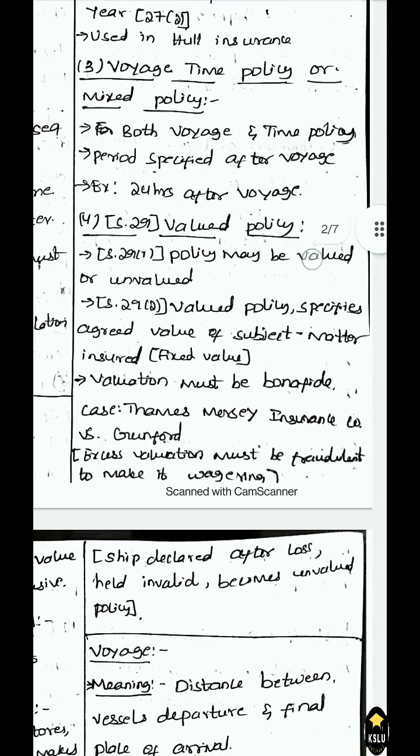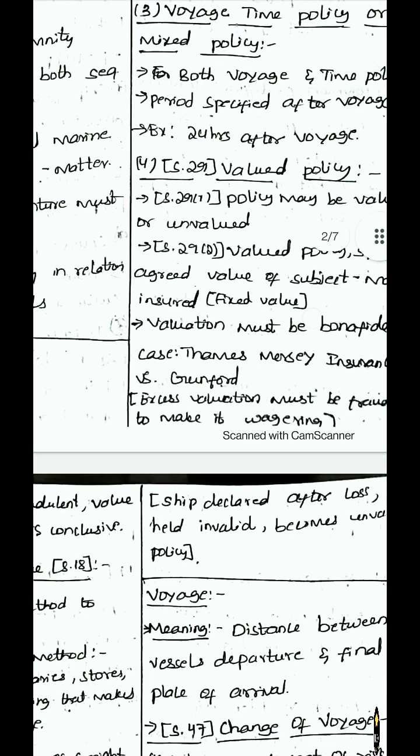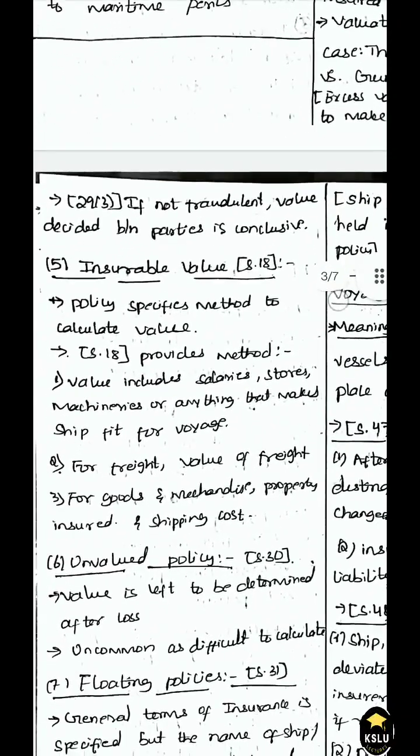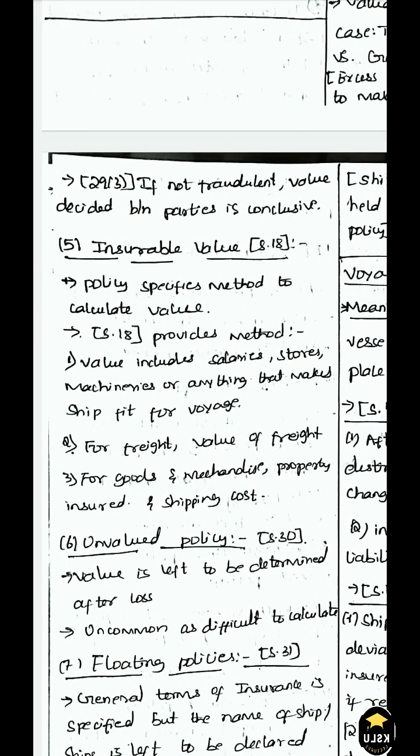The valuation must be done bona fide. In the case Thomas Mercy Insurance Co. vs. Gunford, it was held that excess valuation must be fraudulent to make it wagering. So here the insured can make an excess valuation, but it should not be fraudulent. If not fraudulent, the value decided between the parties is conclusive. So even if the value decided between the parties is excessive but not fraudulent, it will be valid and binding on both of them.